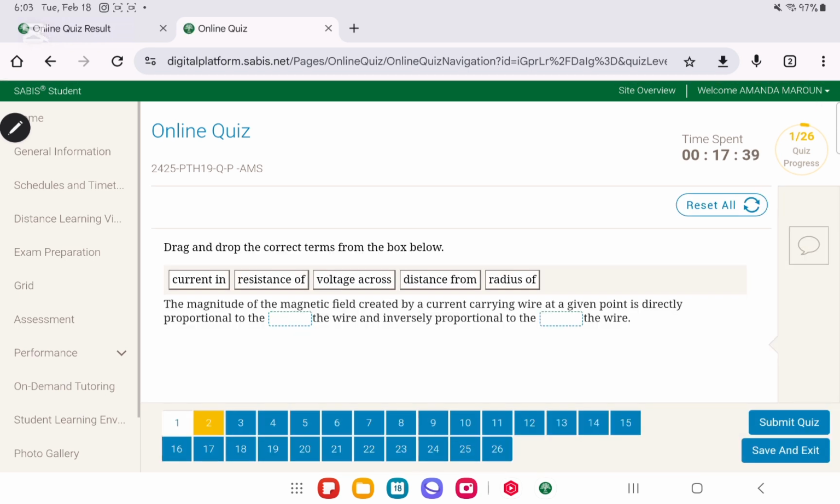We move on to question number 2. Here, what do we need to know from question number 2? Very simply, what we need to know about question number 2 is that the magnitude of the magnetic field, B, is directly proportional to the current, I, that is in the wire, and also the magnetic field, B, is inversely proportional to the distance from the wire.